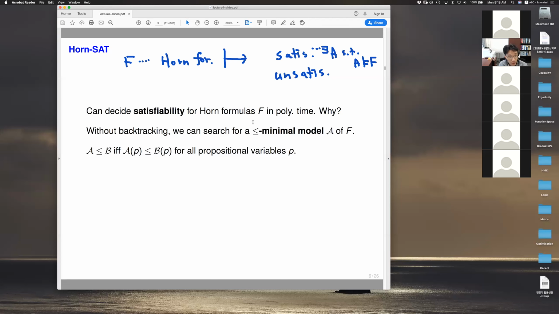So now what do we mean by best? That notion of best is captured by this order relation between the satisfying assignments.